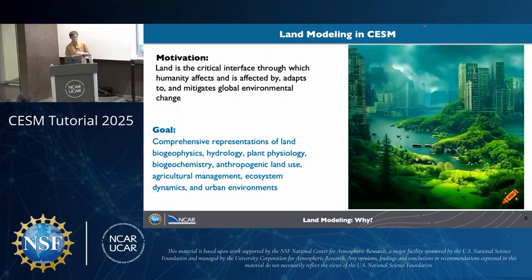So the motivation for me in thinking about land modeling in CESM is that land is really the critical interface through which humanity affects and is affected by global environmental change. What we're trying to do in the land model working group is represent land biogeophysics, especially hydrology, plant physiology, biogeochemistry, and then land use change, agricultural management, and ecosystem dynamics, as well as the urban environment. So it's a ton, and that's why none of us are experts in all of these things, but we try to do all of them. It's a fun place to come play if you're interested in these broad questions. Okay, that's my sales pitch.